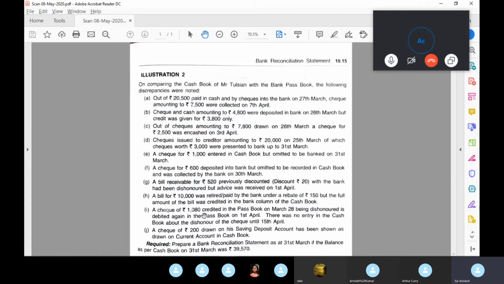So a check of 1,080 credited in passbook on March 23rd, being dishonored, is debited again in the books on 1st April. No entry in the cash book about the dishonor of the check until 15th April. So this is a bit interesting. We'll go into this once we start doing this. Okay, this might be interesting.